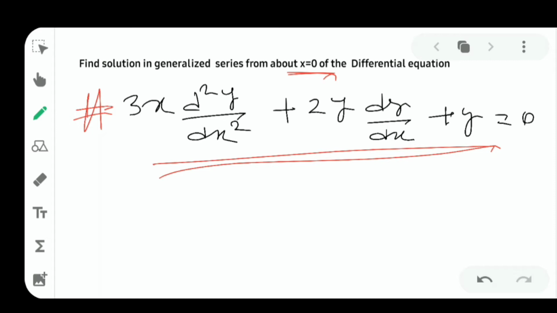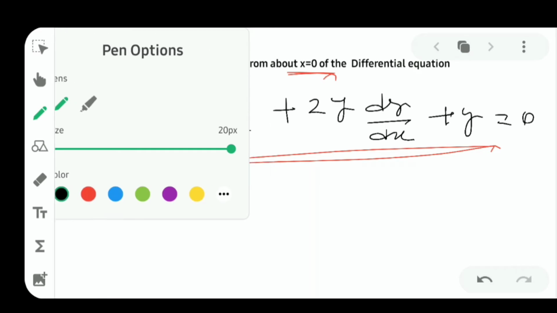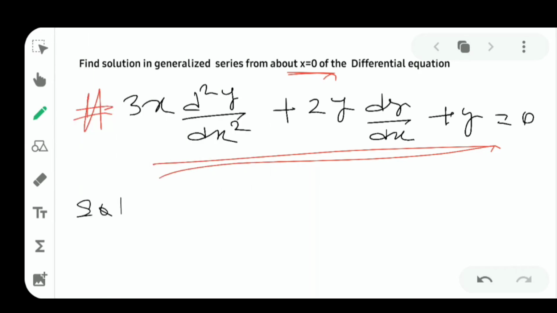So we have to consider regular singular point. If it is not a regular singular point, or if it is an irregular singular point, then the series solution does not exist. If it is a regular singular point, then the series solution will exist. So for checking the regular singular point, we have to use the concept of limit.